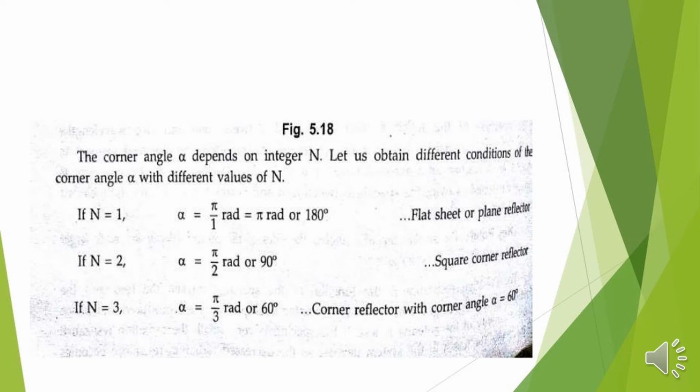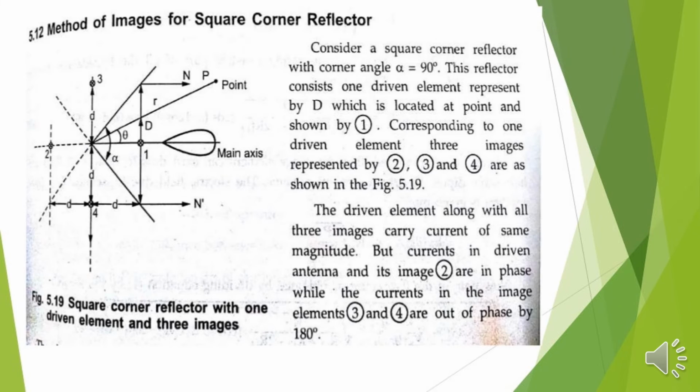Next one is corner angle. As we saw earlier, the corner angle depends upon the integer n. Now I am representing 3 different conditions for corner angle alpha with different values of n. Alpha is equal to pi by 1, where the radian is equal to pi or 180 degree, and pi by 2 which is 90 degree. When alpha is equal to pi, it applies to a flat sheet or plane reflector. Similarly, when alpha is equal to 90 degree, this applies to a square corner reflector, and when alpha is equal to 60 degree, this applies to a corner reflector with corner angle alpha equal to 60 degree.